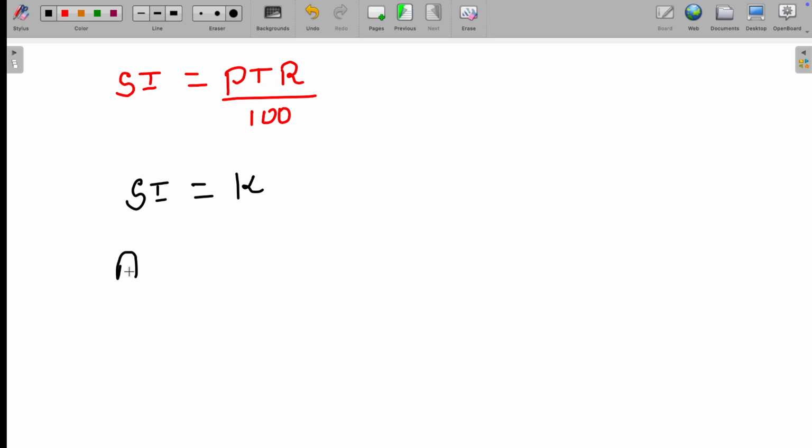Then amount means, suppose you take a loan, you have to pay interest with the loan. That is called amount: principal plus interest is called amount. So they will ask two types of problems. Type 1 problem, they will give principal, for example 2000 rupees.